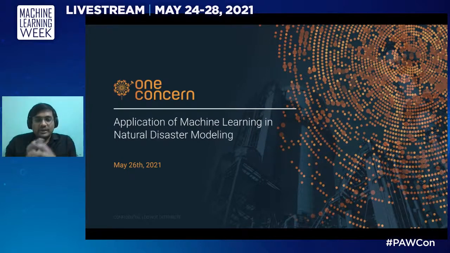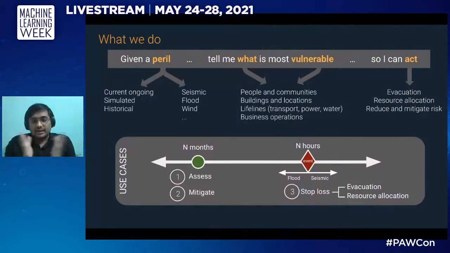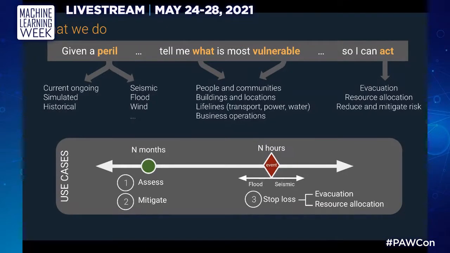So what I will be covering today is how we use machine learning in natural disaster modeling. I will start with what we do at One Concern. There are two main functionalities we provide. The first is how to think about the impacts of natural disasters N months before the actual event can even occur. The reason you would want to do that is to understand the risk. You want to assess the risk and mitigate the risk so that you are ready when the actual event occurs.